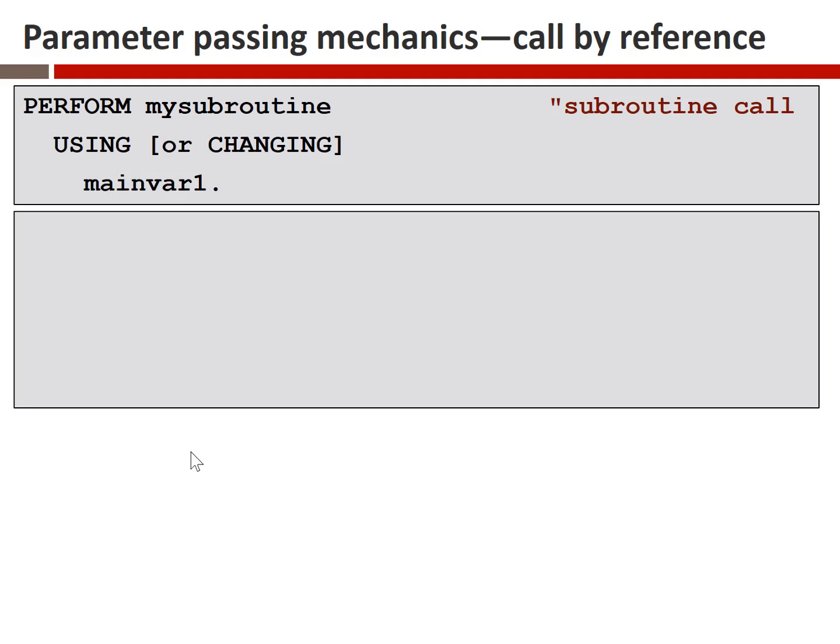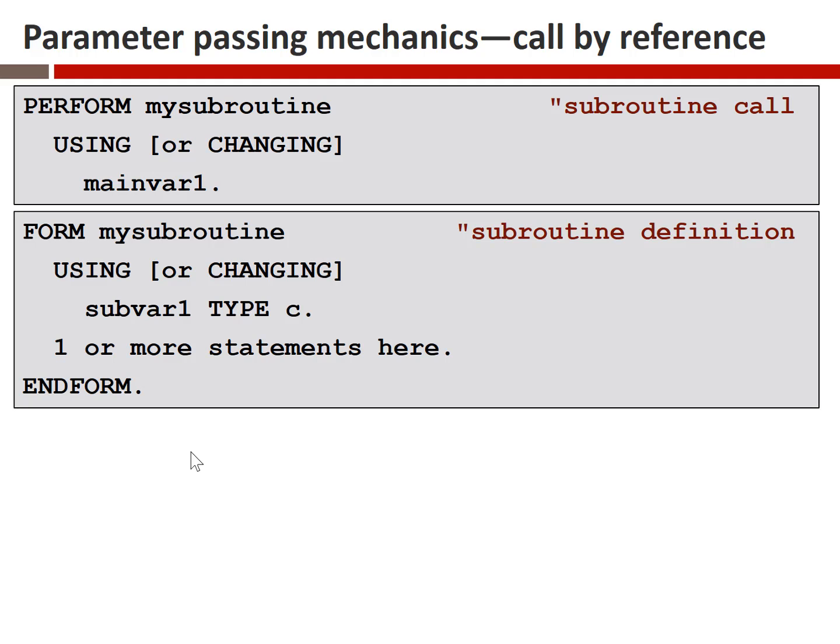So, on the receiving end, you'll see the parallel of that, okay? So, once again, let's assume that that was either using or changing. You'll notice the big difference here is I don't have the value. I don't have value subvar1 in parentheses. When that is not there, I'm using call by reference. Okay, so this slide right here is showing call by reference.